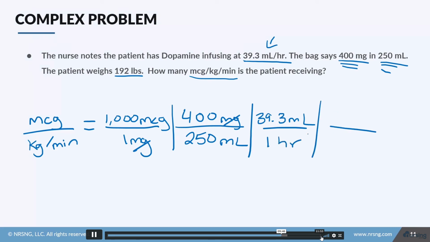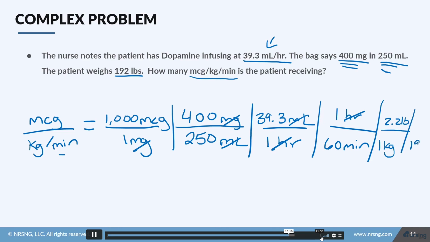All right. Am I where I want to be yet? Nope. I'm at micrograms per hour, so I'm not quite there. I want minutes, so let's do another conversion. 1 hour is 60 minutes. Now, I've got my micrograms, I've got my minutes, I'm missing my kilos. I happen to know that I want the kilos on the bottom. So I'm going to do a conversion. 1 kilogram is 2.2 pounds, and the patient weighs 192 pounds. Now I can cancel the pounds. I'm left with micrograms, minutes, and kilos on the bottom, which is exactly where I want to be.